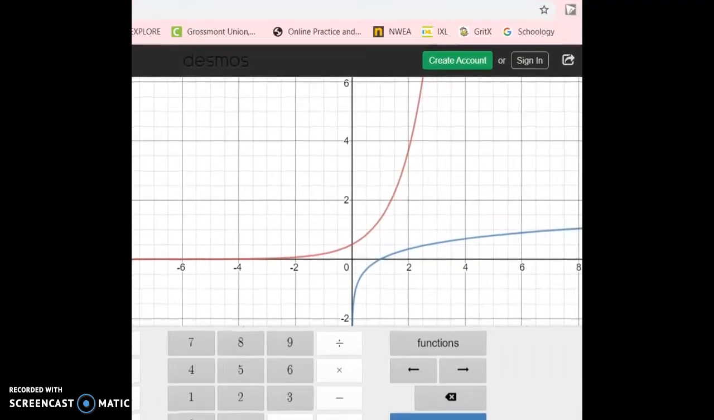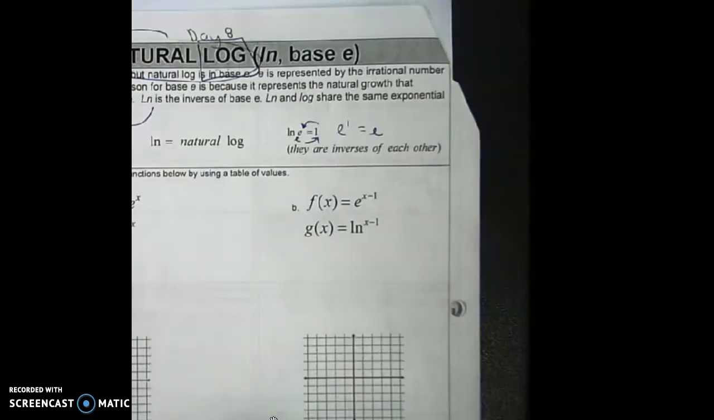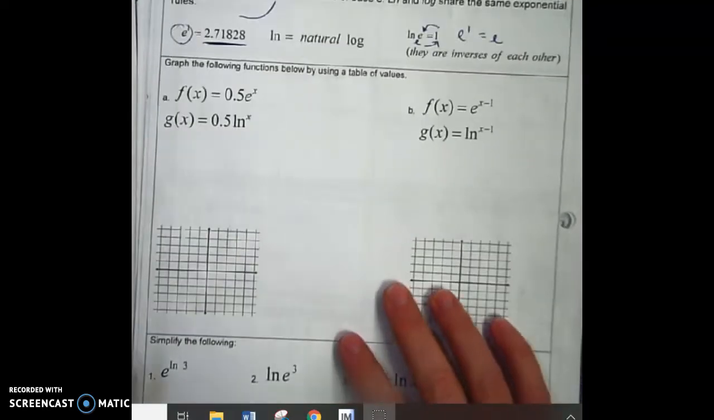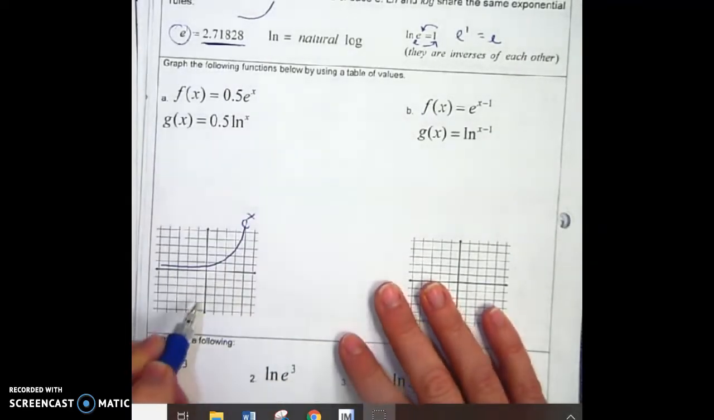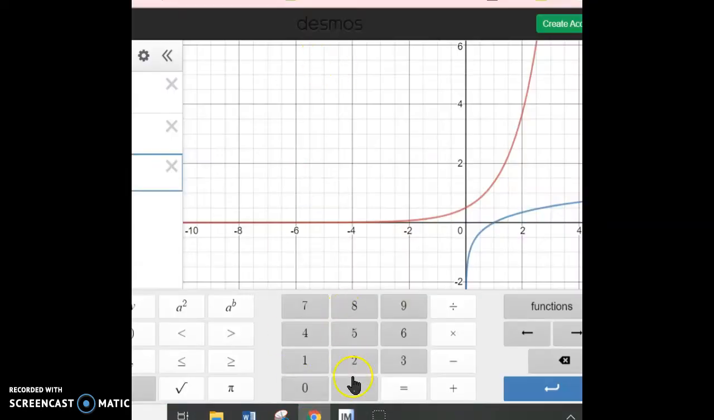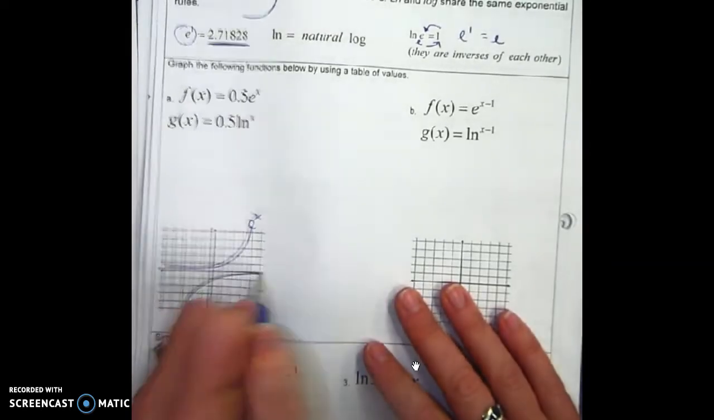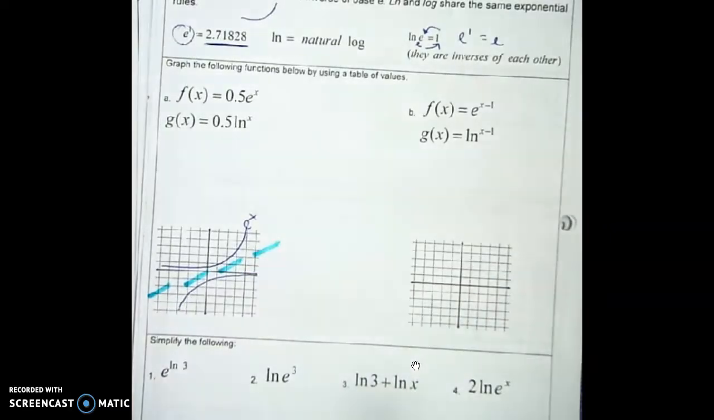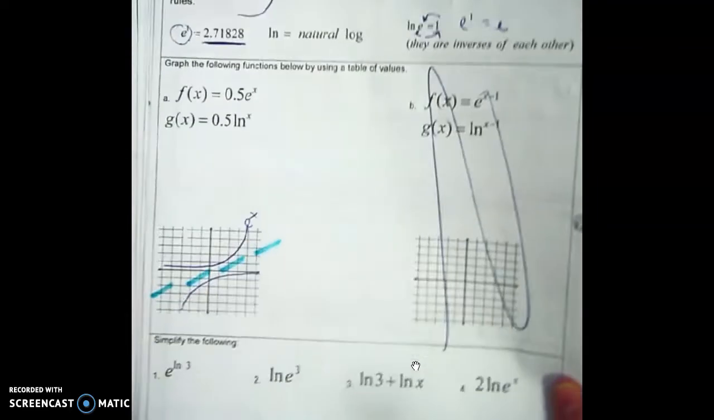Now we're going to just graph, and I just want you to see, this is e to the x, and this was, let's see, what was the other one? I forgot what it looked like, but it's the inverse. Natural log. And remember how when we did inverses, we had that reflection line? I just wanted you to see that natural log and base E are inverses of each other.